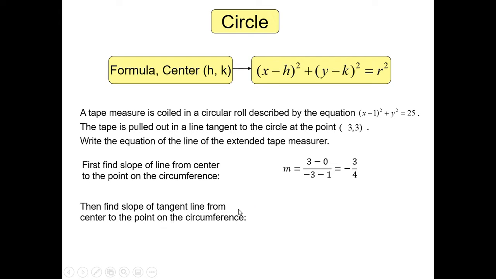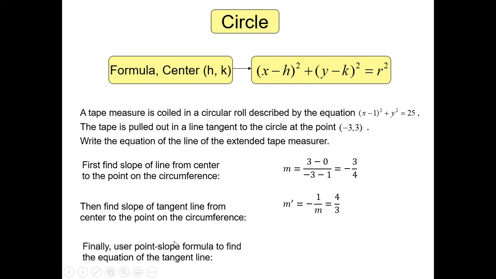So the slope of the tangent line then is going to be the negative reciprocal of that. I'm going to call that m prime. That equals 4/3. So now I can use the point-slope formula to find the equation of the tangent line because I have the slope of my line and I have a point. So y minus y1 is equal to m prime times (x minus x1). Well, my y1 is going to be 3. So y minus 3 equals 4/3 times (x minus -3), which is x plus 3. And so I have y equals 4/3 x plus 7.